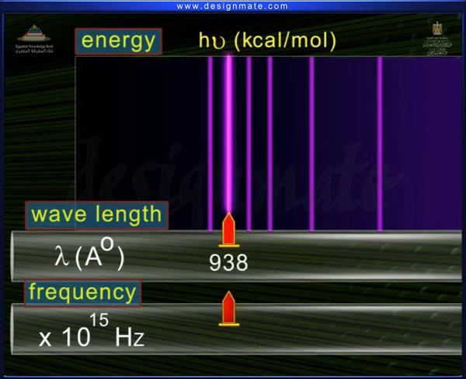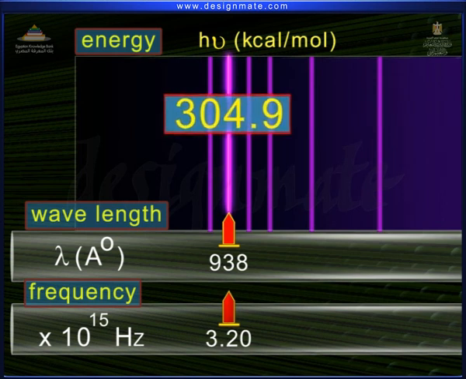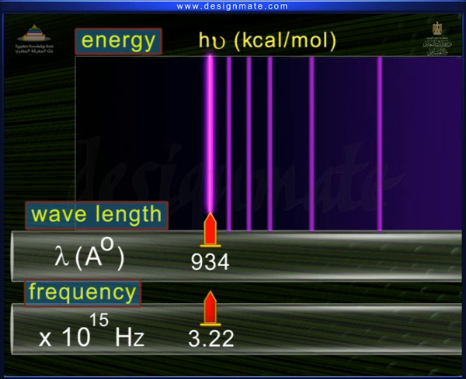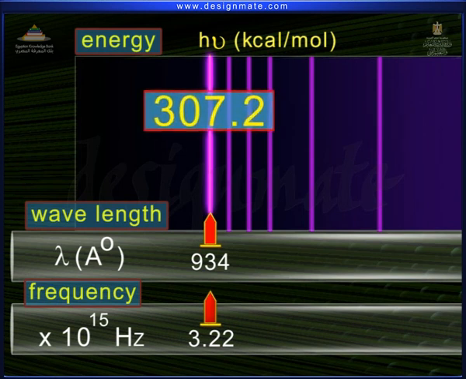The wavelength 938 angstrom. The frequency per second is 3.20 into 10 raised to 15. The energy is 304.9 kilocalories per mole. The wavelength is 934 angstrom. The frequency per second is 3.22 into 10 raised to 15. The energy is 307.2 kilocalories per mole.